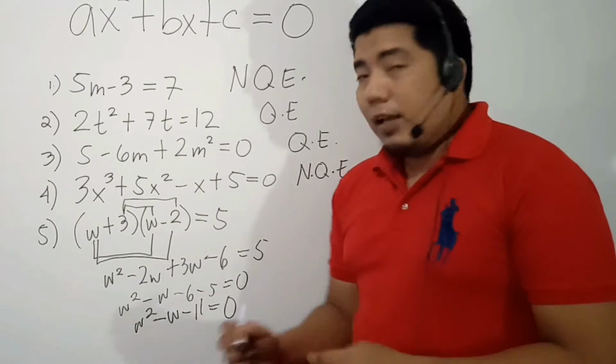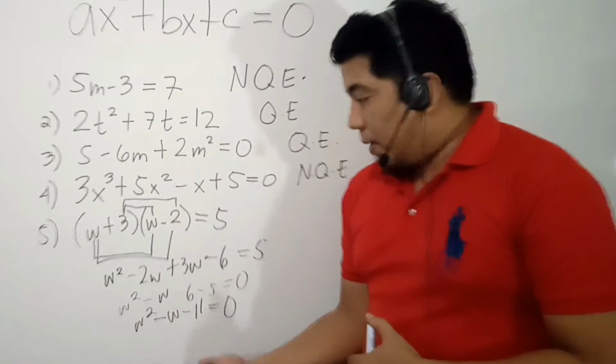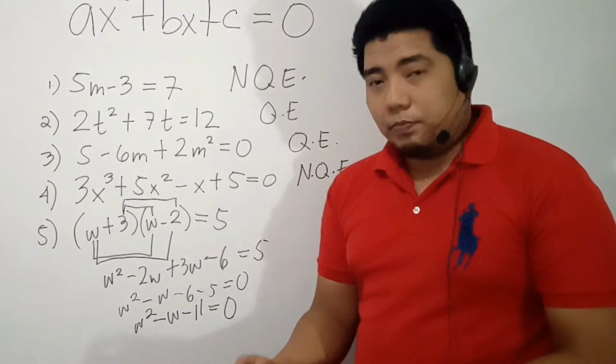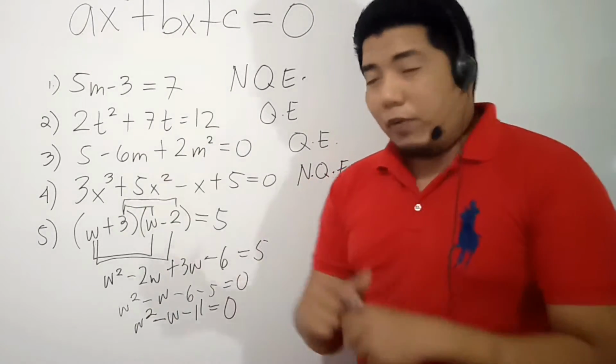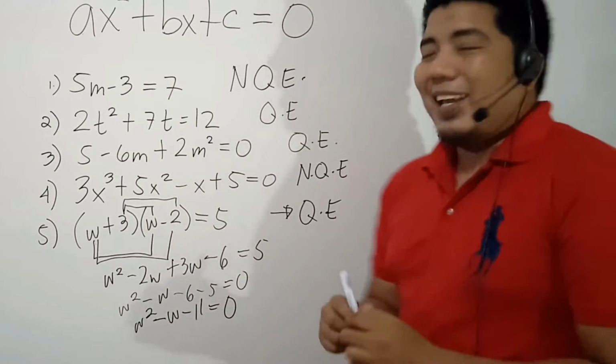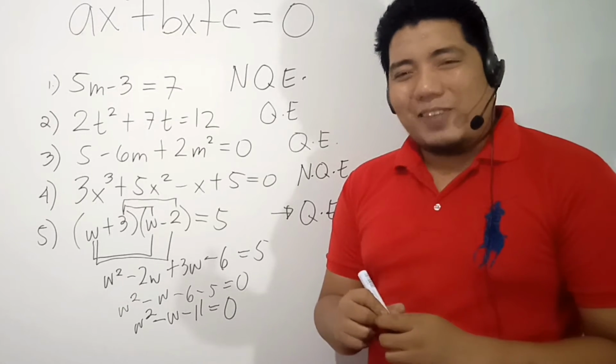Now, as we can see, this is already in the simplified form, and it is very clear that the highest exponent is in the second degree. Therefore, this example is considered to be a quadratic equation. Now, that is very easy, right?